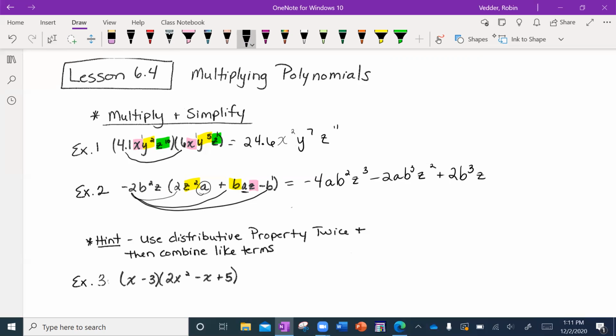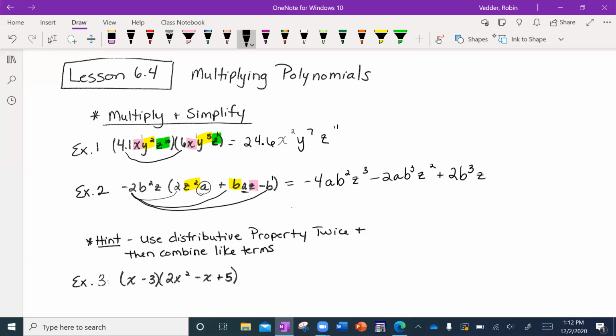Finally, we would combine like terms if there's anything exactly alike with the same variable, same exponent. This has an a b squared, and z cubed. This has an a b cubed, z squared. So in order for us to combine like terms, the powers on each variable have to be the same. But look, guys, they're not exactly the same. There's nothing exactly alike. So we would leave this just as it is.